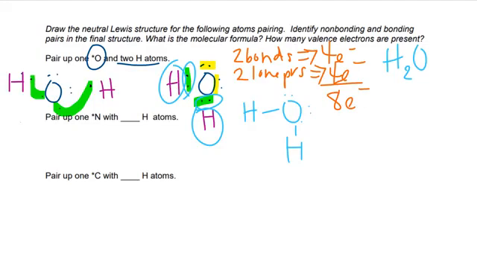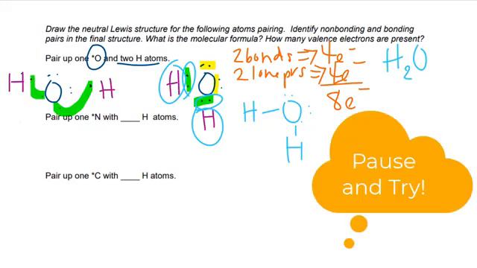Okay, so now I want you to pause and try to pair up nitrogen with hydrogen atoms and carbon with hydrogen atoms. I didn't tell you how many, but we can figure out how many by drawing those Lewis dot diagrams and seeing how many bonds it wants to form, how many H's, and look at those outermost electrons.